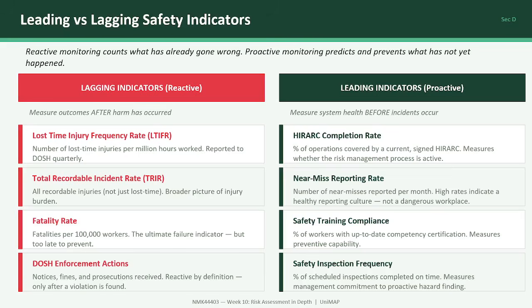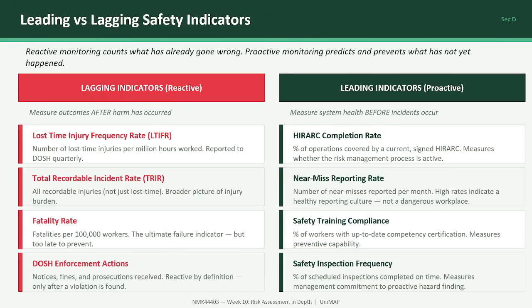The problem with LTIFR is obvious once you think about it. It only changes when someone has been seriously enough hurt to miss work. By the time your LTIFR rises, the accident has already happened and a worker has already been injured. The Total Recordable Incident Rate, TRIR, captures all recordable injuries, not just lost time cases. It is a broader indicator, but it is still reactive, still measuring failure.